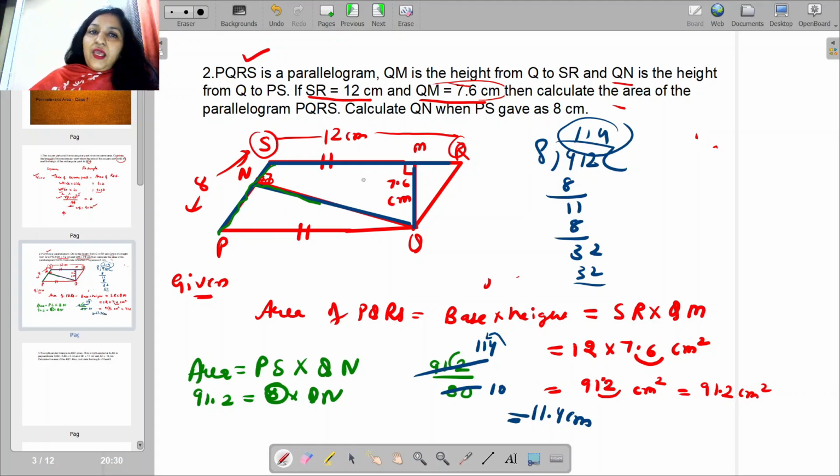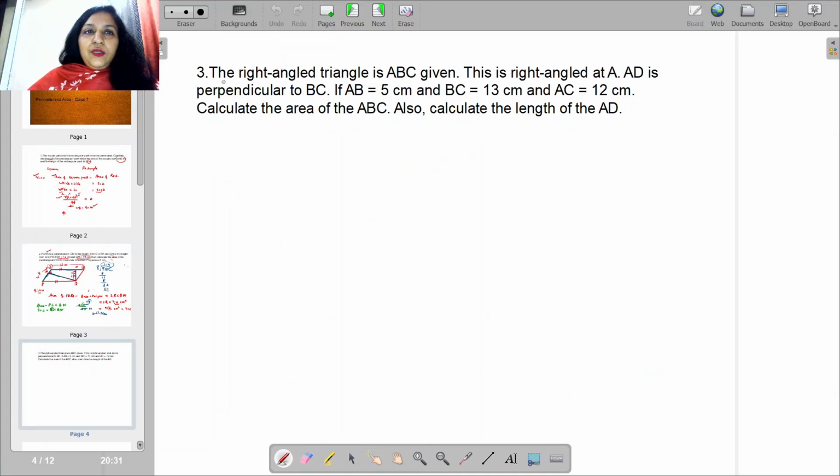Okay, so what we have done, these two sides were used for finding the area. That area was used again as equal to the product of these two sides. दो में से एक side पता था, for another one, area divided by the given side. Okay, so final answer is 11.4 centimeter. Let's move to the next question.